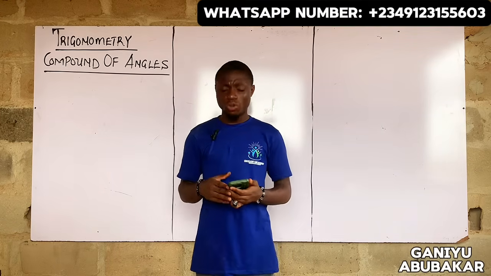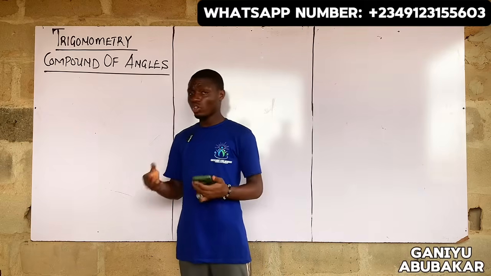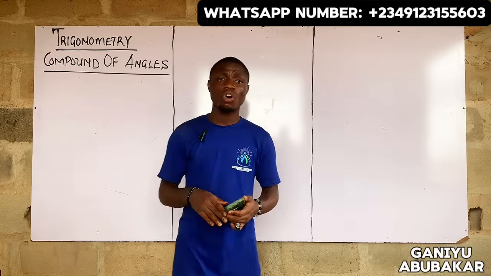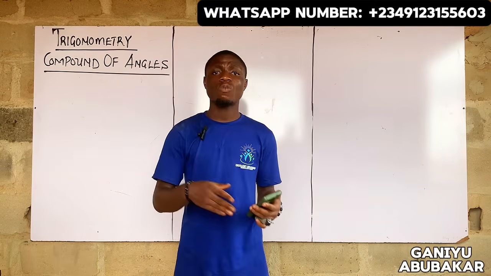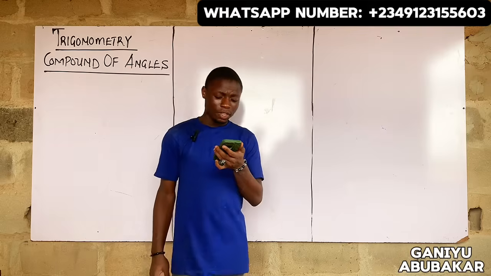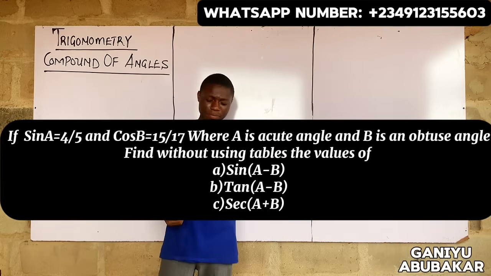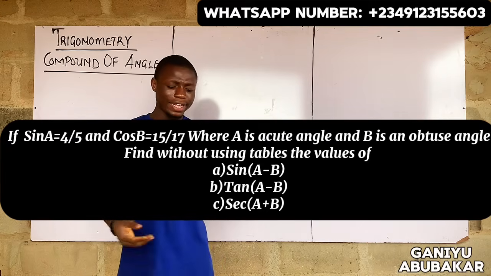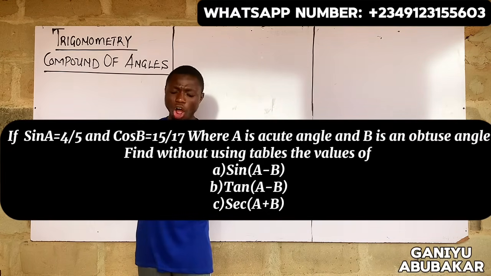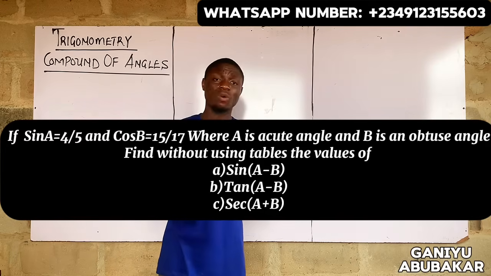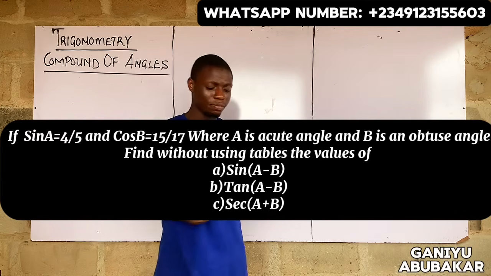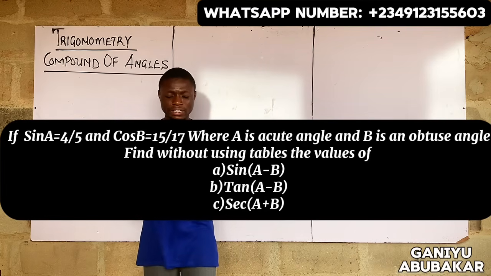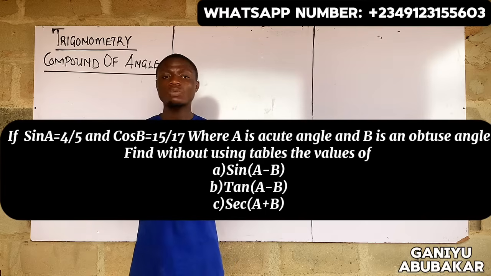For this class, we'll consider example 2 under the study of compound angles. Let's do a quick example and see what we get. Example 2 says that if sine A equals 4 over 3 and cos B equals 15 over 17, where A is an acute angle and B is an obtuse angle, find without using a calculator the value of (a) sine A minus B, (b) tan A minus B, and (c) sec A plus B. How do we get this done?